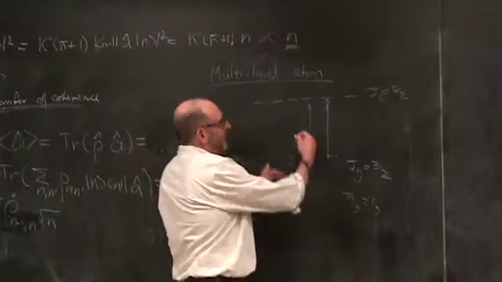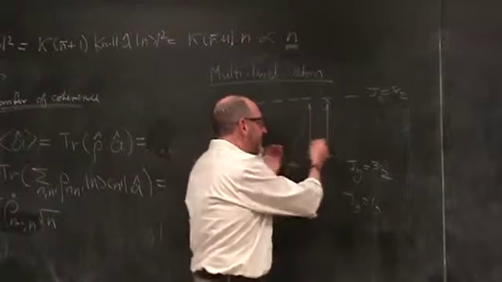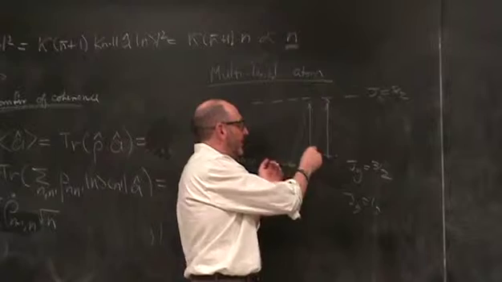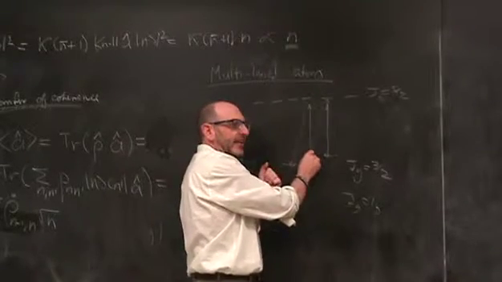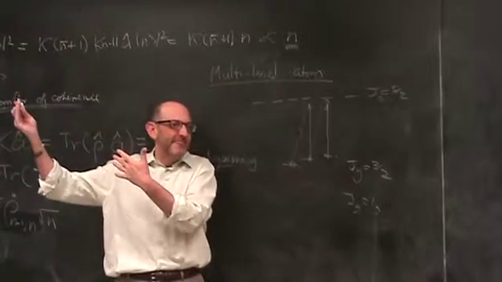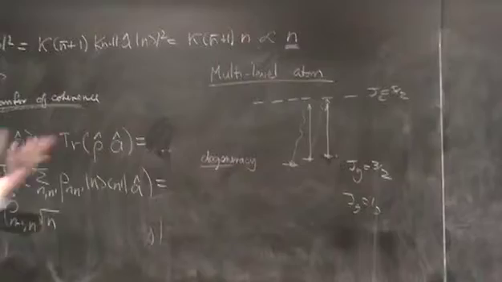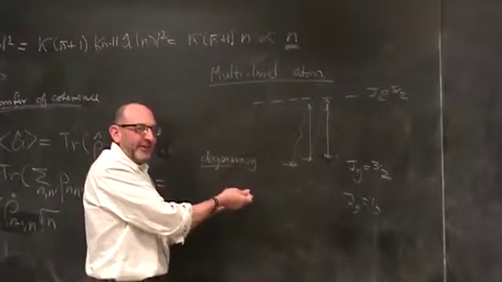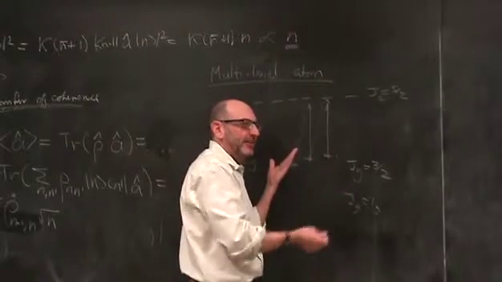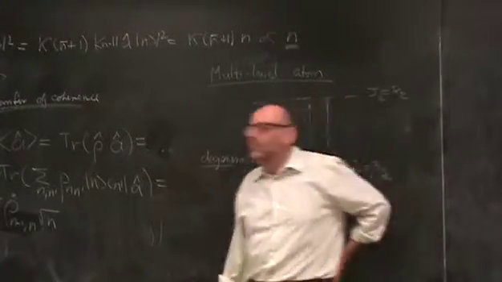But if this magnetic field is sufficiently big, at some point it seems like these two are distinguishable because they have different colors. And I can tell whether this spontaneous event happened or this one. But how does that work in the math? At what point do I say the coherence is transferred, and at what point do I say the coherence is not transferred? Well, that's a subtle point.